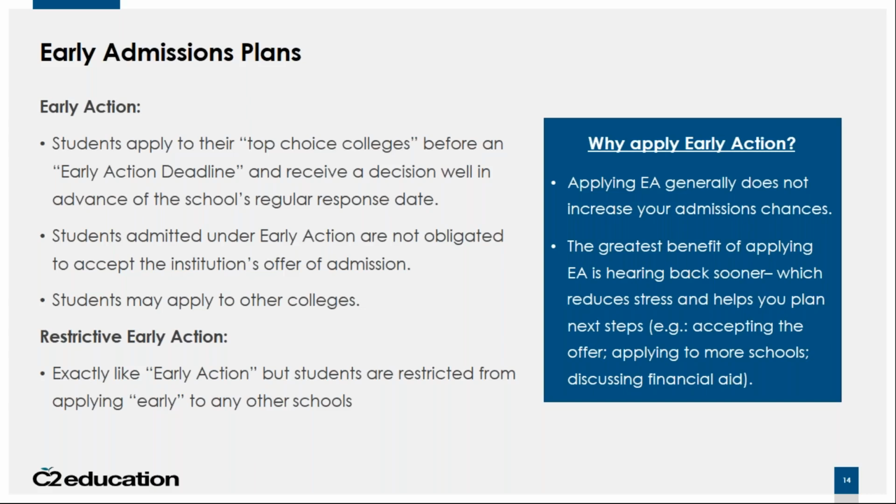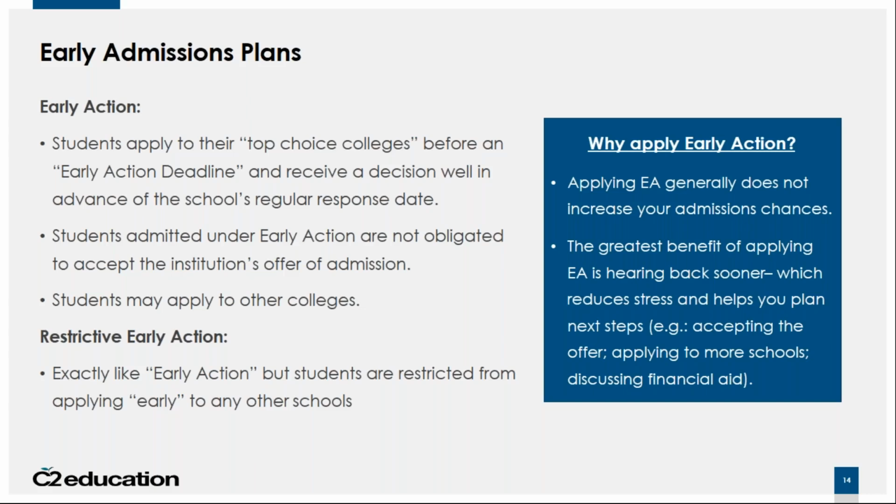The biggest benefit is obviously hearing back early. It gives you information. It means you're worrying and waiting less, right? It's like a 1 month turnaround on finding out about your acceptance rather than 4 months. And it also helps you plan next steps, since you find out before regular decision is even due. It allows you to figure out what your next steps are: if you're going to apply regular decision to other schools, if you're going to accept the offer, if you're going to look at other schools, if you're going to discuss financial aid.